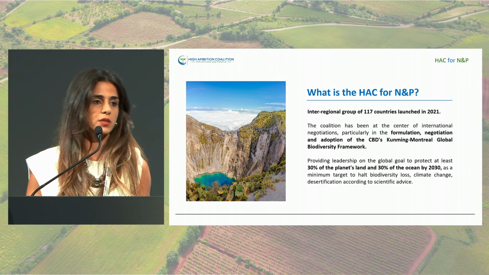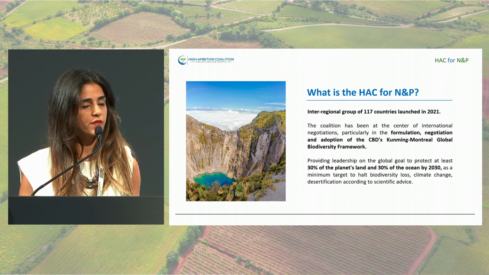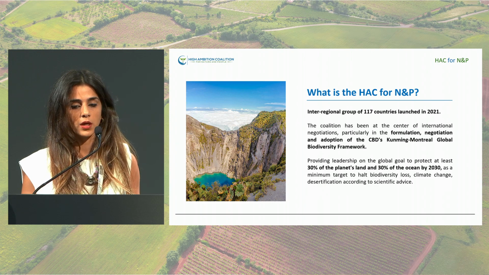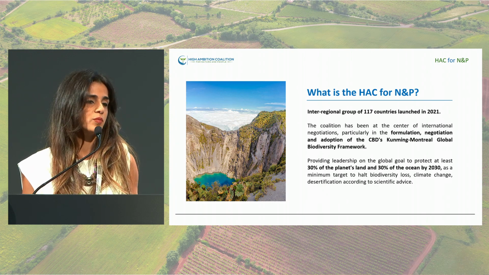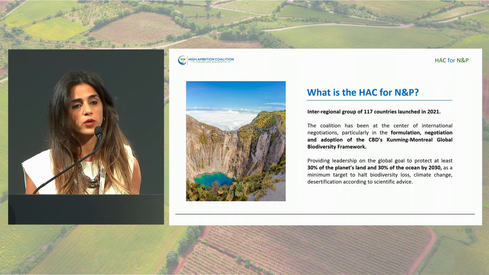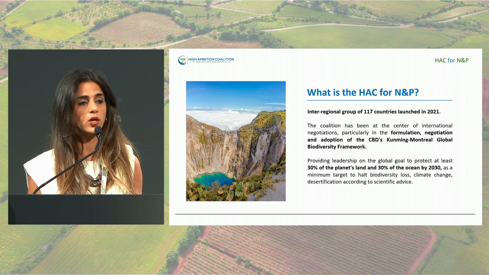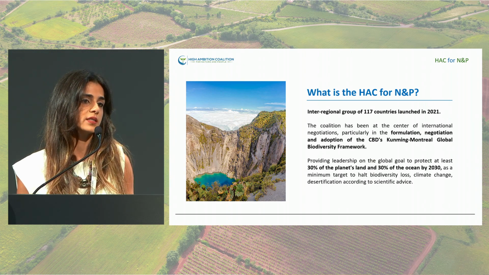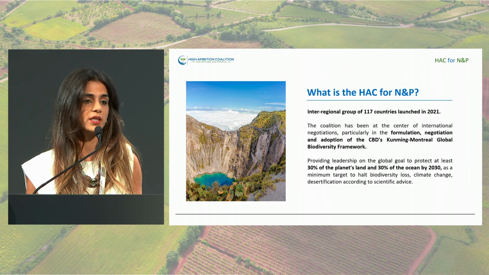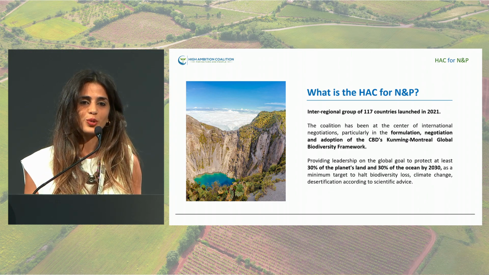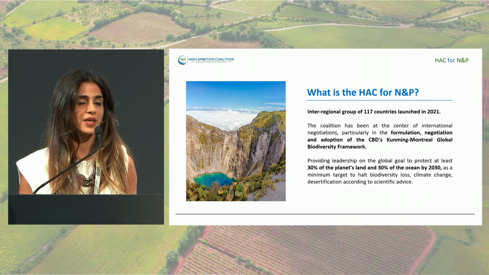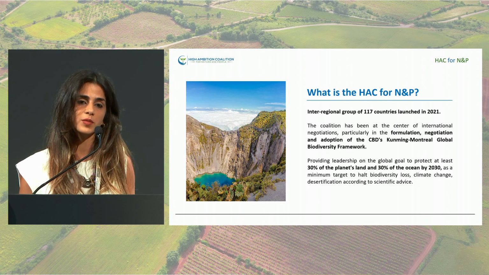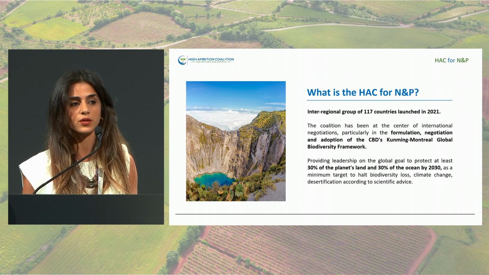So the High Ambition Coalition is an interregional group of 117 countries that was launched in 2021. The main objective of the coalition was focusing on ensuring the adoption of the goal of protecting at least 30% of the planet's land and at least 30% of the planet's ocean by 2030. This was a goal that really started back in 2019 during the climate summit that was called by the United Nations Secretary General.